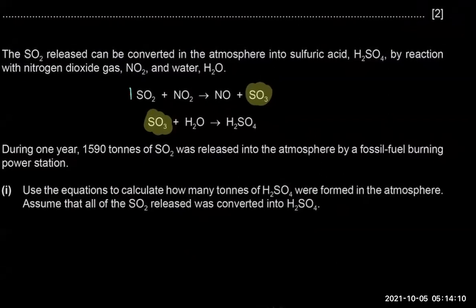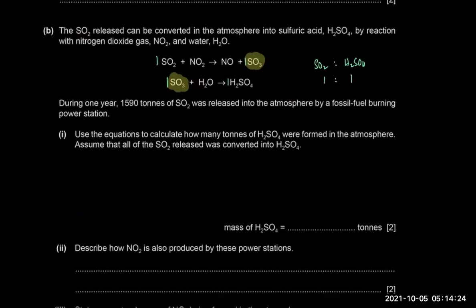Exactly. For every 1 mole of SO2, you make 1 mole of SO3. And for every 1 mole of SO3, you make 1 mole of sulfuric acid. So the ratio of SO2 to H2SO4 is just 1:1. Right? So we can say your number of moles, 1590 tons of SO2.